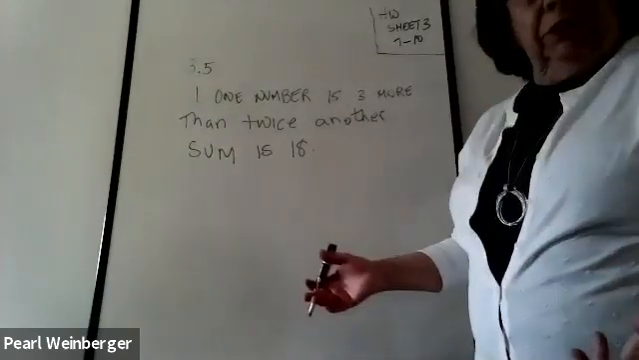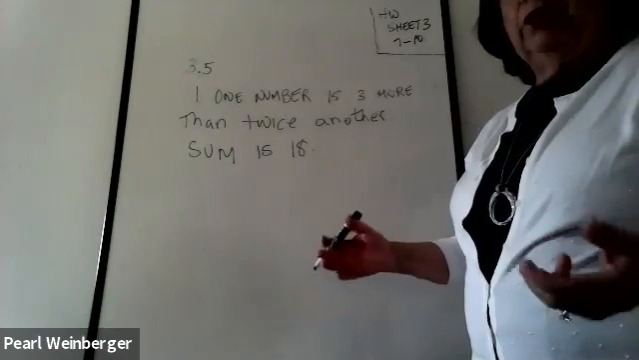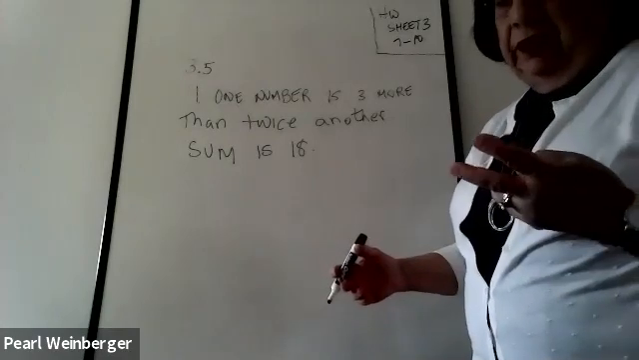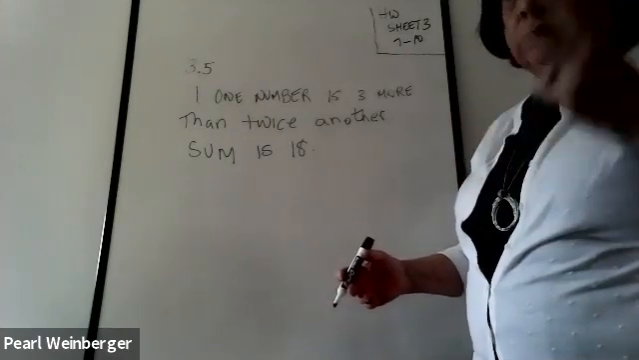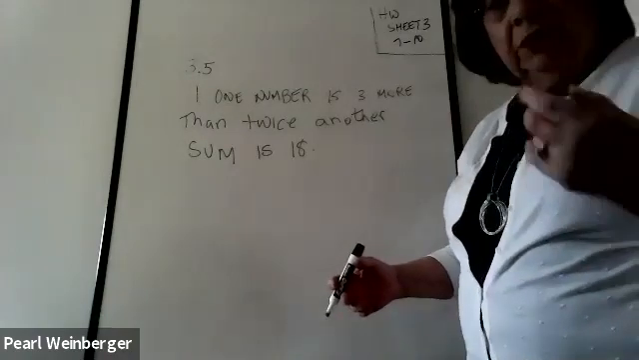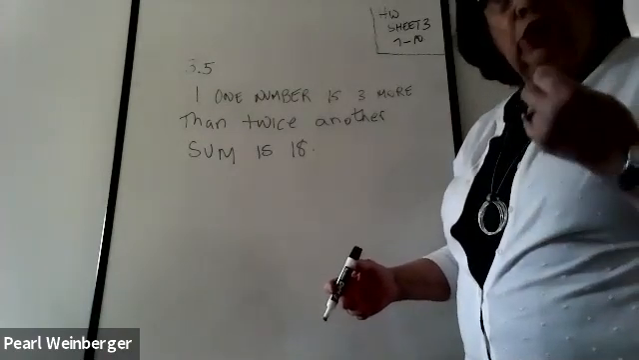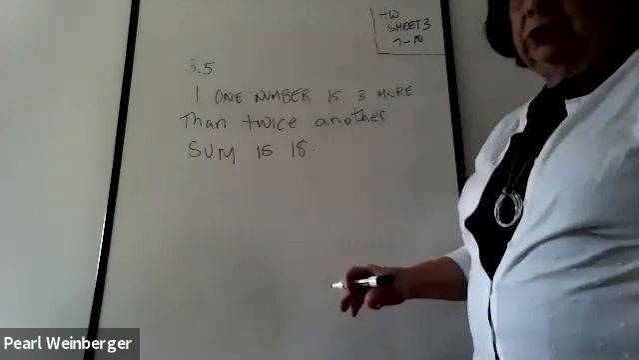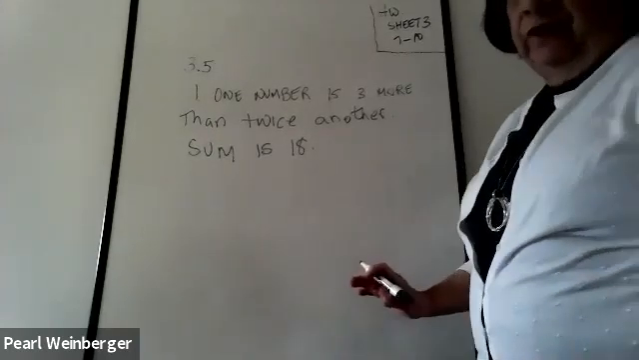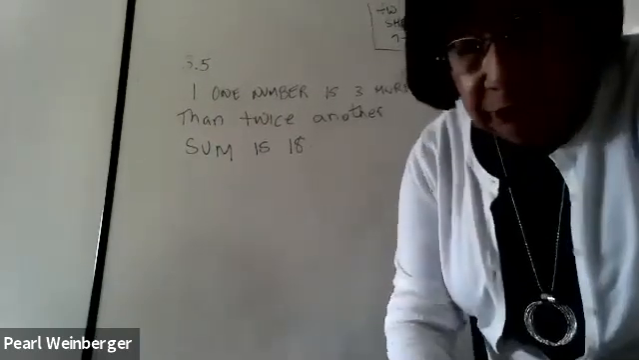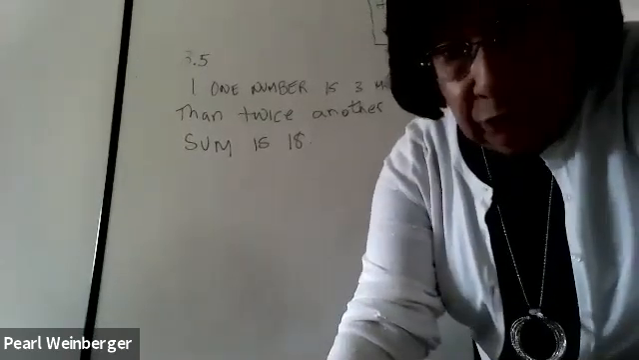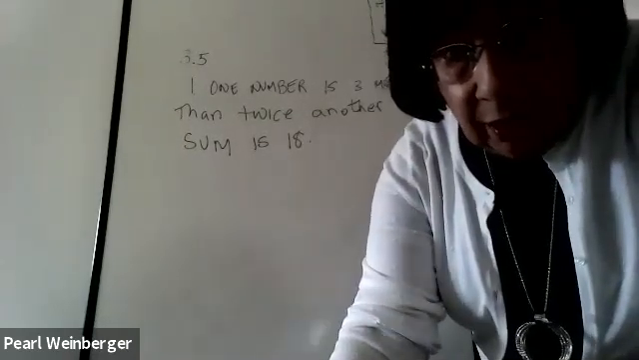There are 2 things that we're looking for. We're going to need to write a system of equations. We're going to have 2 variables, and with 2 variables, we're going to need 2 equations. So we're going to have to decide what our variables are and write our equations.